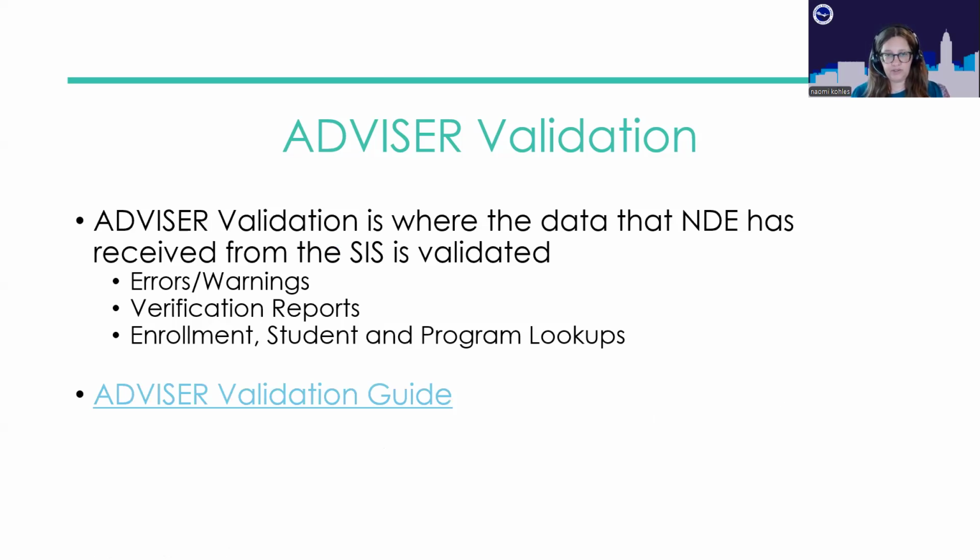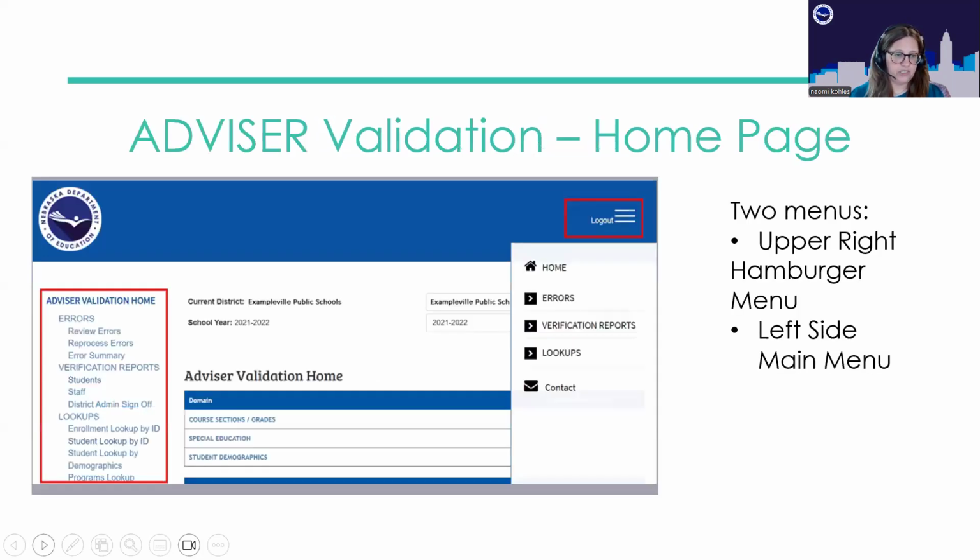So once the district has sent information into advisor validation, NDE does some analysis of it, and we show you some errors or some warnings. We provide you with a whole slew of reports to review to make sure that the data you're submitting tells the story of what's happening at your school district. And then there are some tools within the collection that we call lookups. So you could look up a student's enrollment information. You could look up the student details, even the programs, we have information on it. This link here takes you to a guide specific to the advisor validation collection. So that can be helpful for a new person who just added the collection to their account.